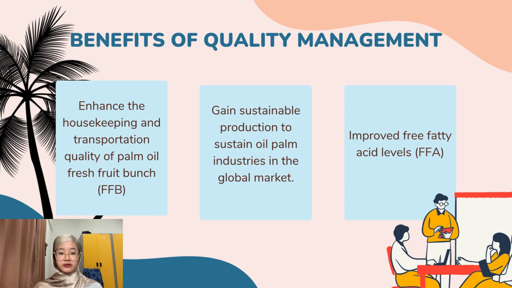where through applying 5S practices, FFB can gather loose fruit free from stones and transport FFB to the centers within 24 hours after the harvest. So consequently, the 5S practices enhance the housekeeping and transportation quality of palm oil fresh fruit bunch (FFB) to produce and deliver FFB in good condition and reduce waste, which could affect the environment negatively.